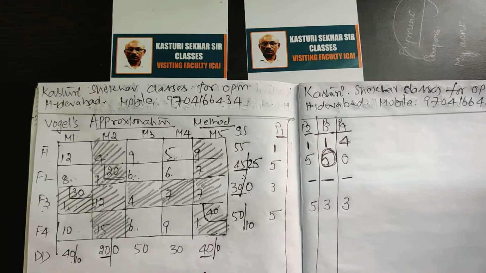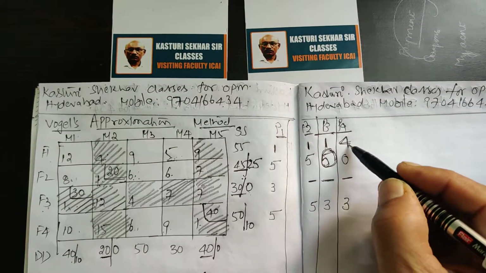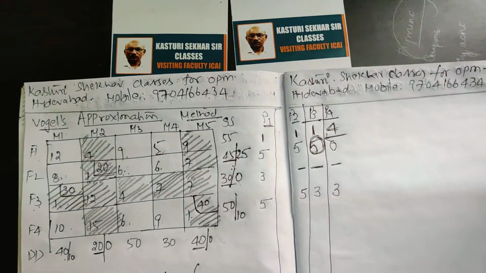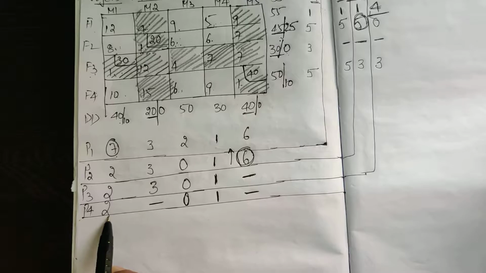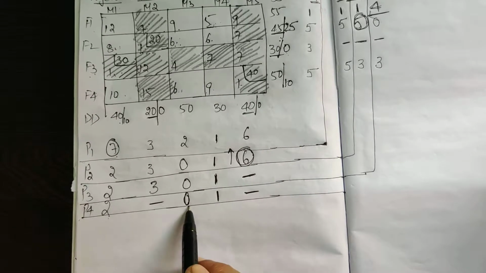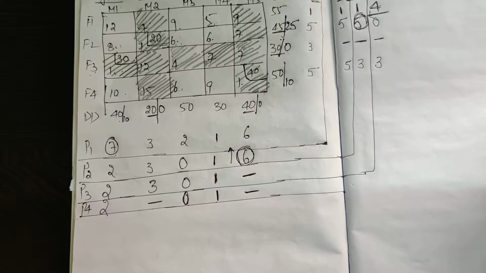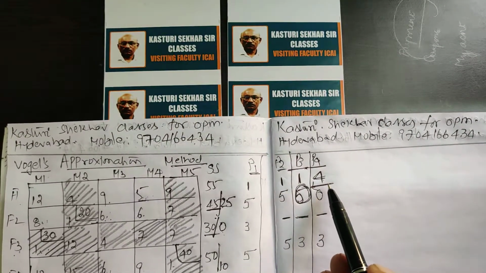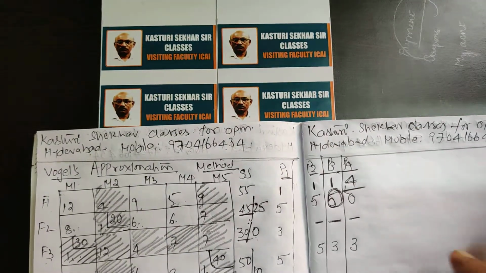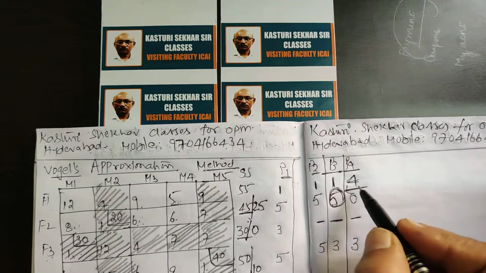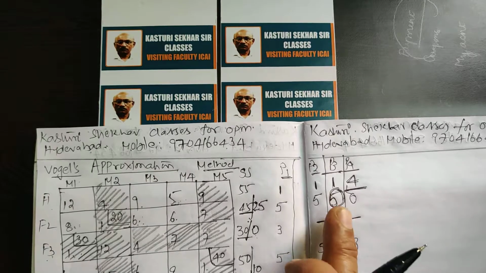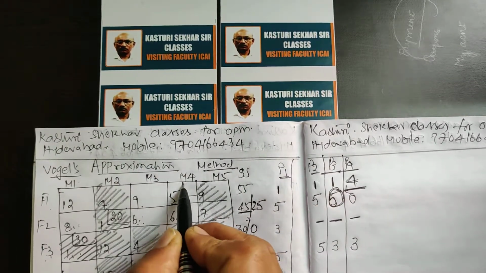Column wise 2 rupees, 0, 1 rupee. Row wise 4 rupees, 0, 3. So 4 is the maximum penalty, sir. Corresponding to this 4, least value is 5.